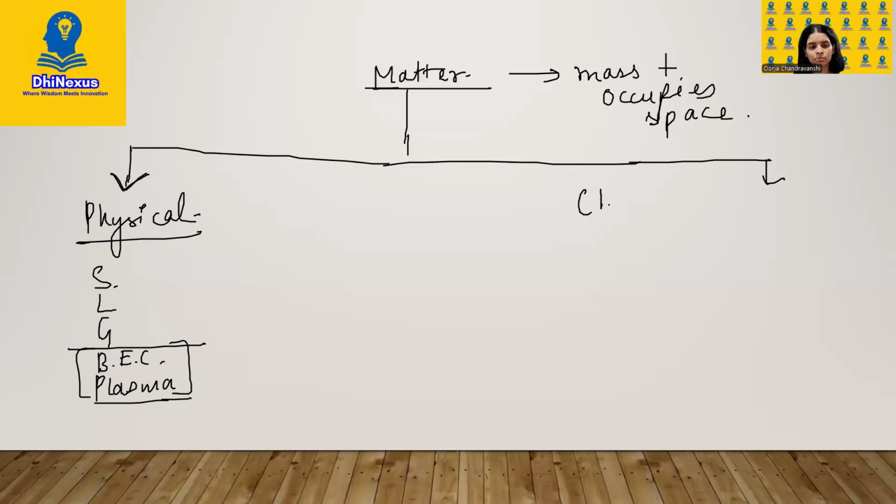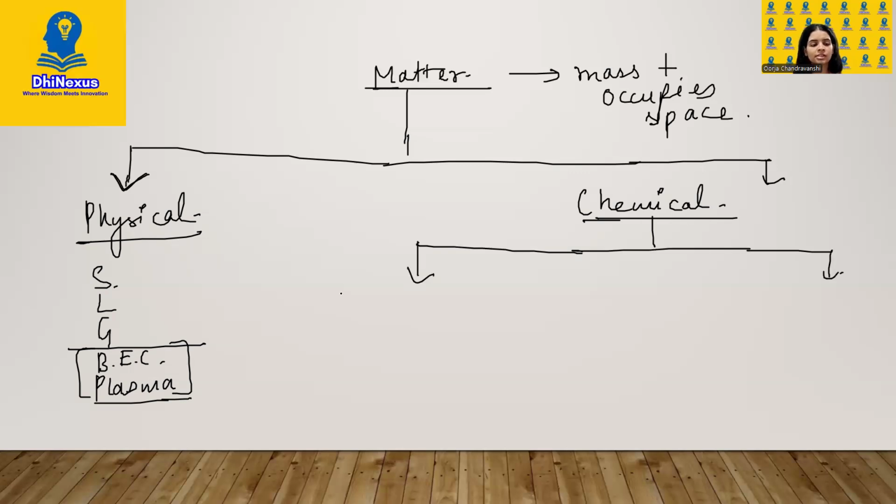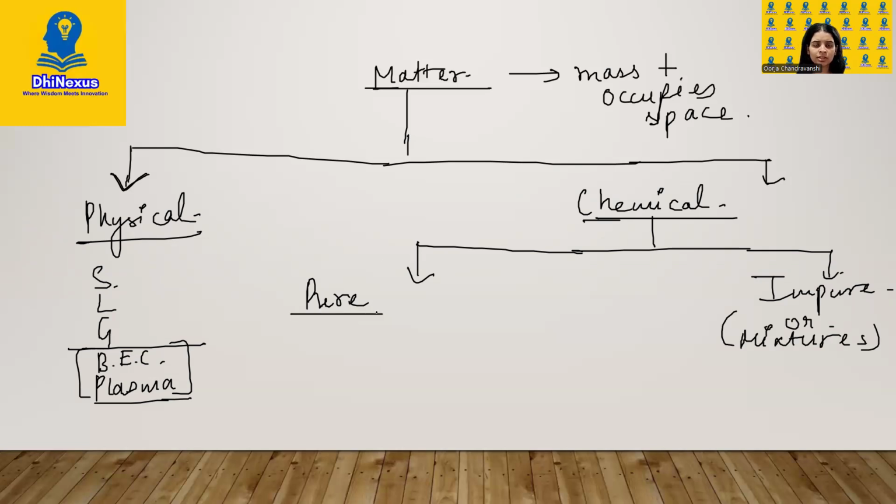Next, and the most important, is the chemical classification of matter. On the basis of chemical classification, we first see pure substances. And next are the impure substances, something which has a mixture of atoms together. So what do I mean by pure? Pure does not mean that it is free from any impurity. Pure means that the atoms are bound so close to each other that they cannot be separated by simple physical or chemical methods.